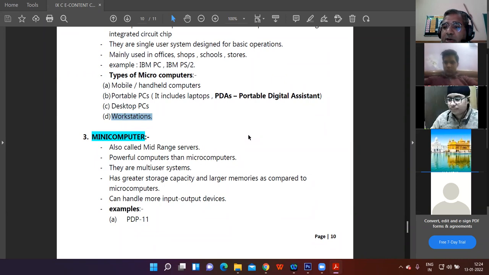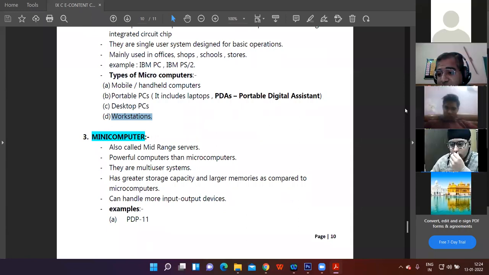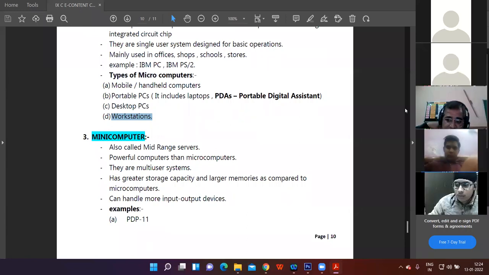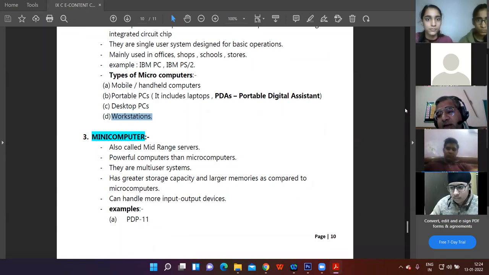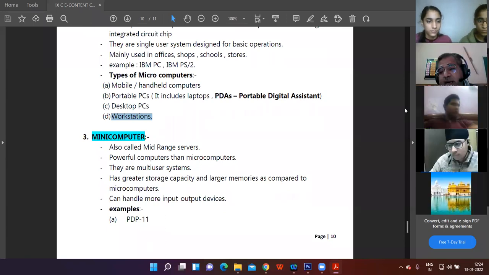Okay, two computers purpose wise. Name two computers purpose wise. Yes, Jia Janvi. General purpose computer and special purpose computer. Very right, very correct. General purpose computer and special purpose computer. Okay.